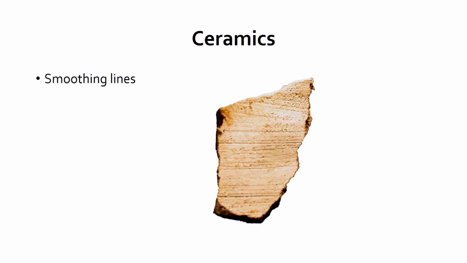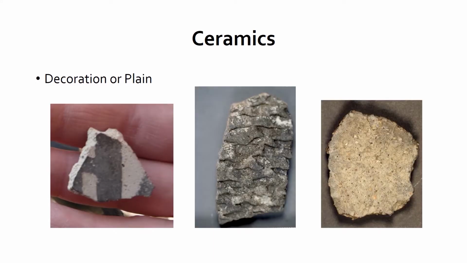And these items were made by hand, so you may see smoothing lines from them using something to scrape the inside or even their fingers. And they come in decorated ware or corrugated ware with like a texture on the outside, or plain.